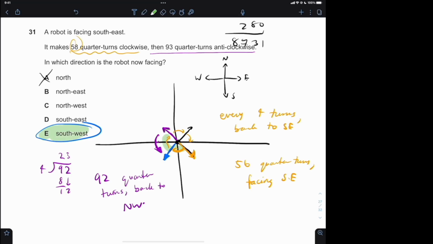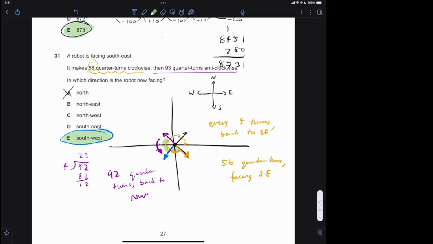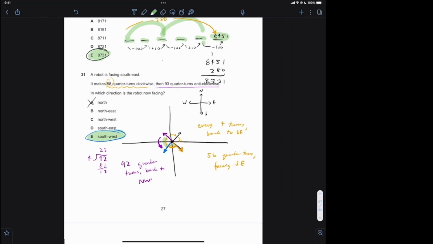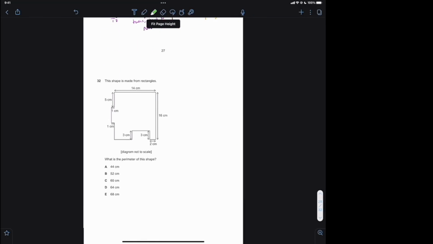Again, a lot of these kind of things are about finding patterns, noticing where the pattern goes, and how many quarter turns and etc. Where there's every 4, you're back at the start, and using those, it really just wouldn't be sustainable in the time pressure of this test to be able to rotate 58 times, okay? So hopefully you didn't do it that way. Hopefully you used a little bit more of the problem solving to find the patterns. All right, but that was question 31.